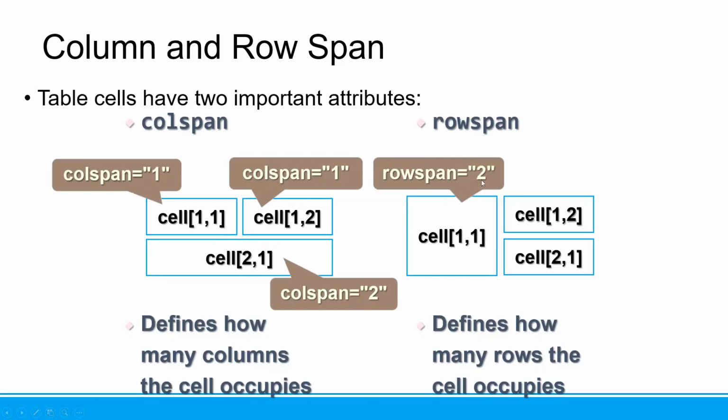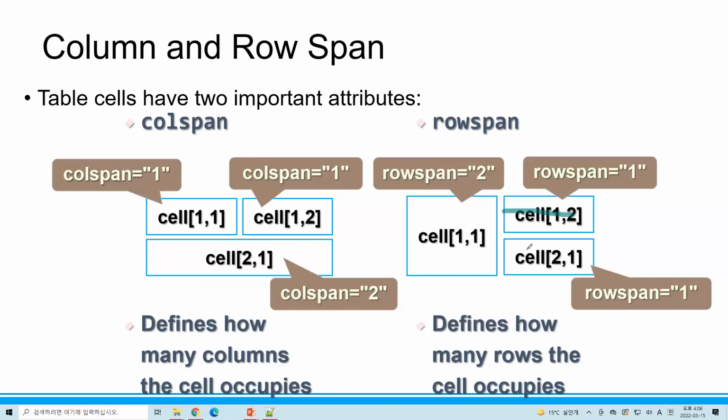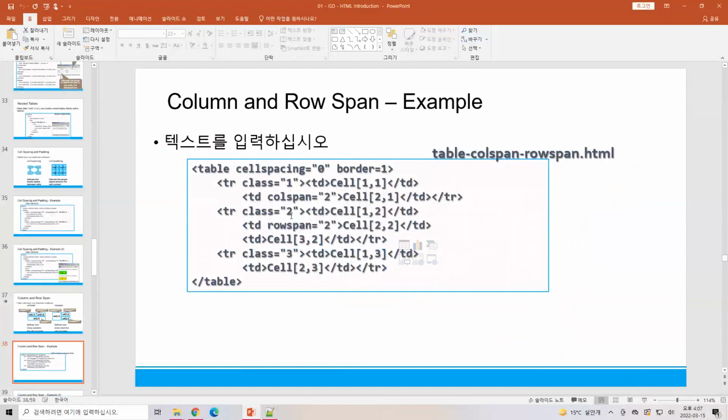Here the row span equals 2, because the 2 rows, the first row and the second row, are now merged. So the row span of 2 means we want to combine the 2 rows. Now let's see this example.